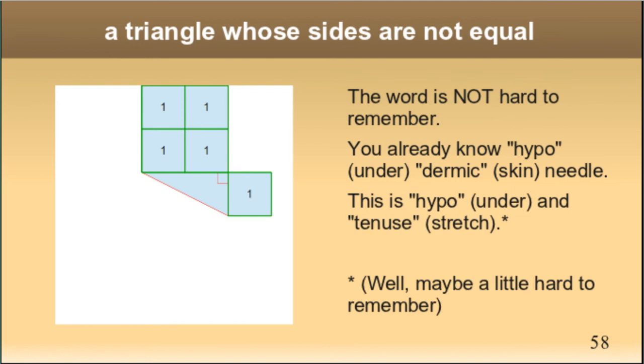The word is not hard to remember. You already know hypo, meaning under, and dermic, meaning skin. A hypodermic needle is a needle that goes under the skin. And this is hypo, under, and tenus, like tension. It's stretched under. Well, it's a little hard to remember. Hypotenuse.